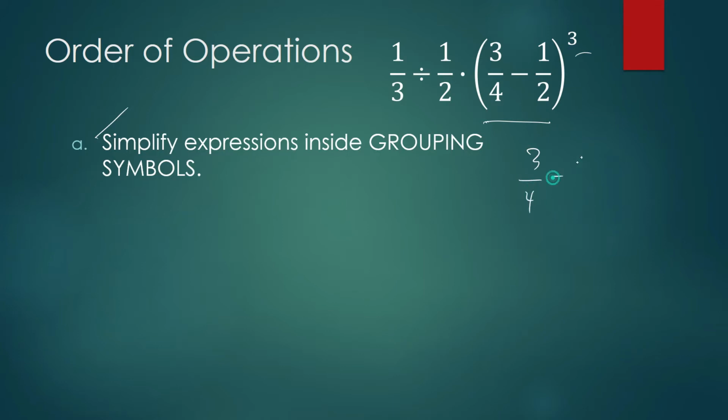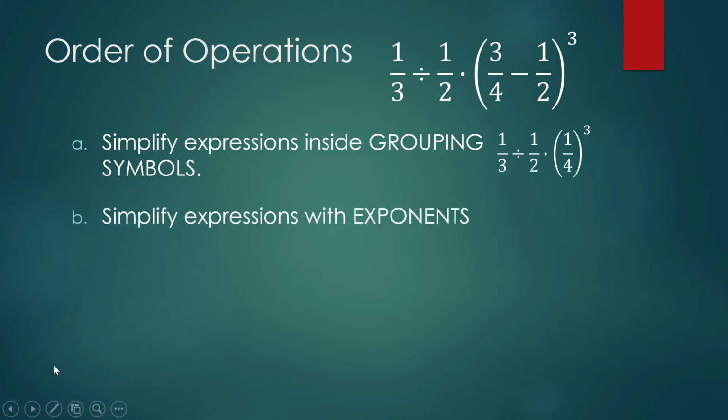3/4 minus 1/2 is the same as 3/4 minus 2/4. And so this is equal to 1/4. What do we do next? Simplify expressions with exponents. So 1/4 raised to 3. By your laws of exponents, that is equal to 1 over 4 cubed. And 4 cubed is 4 times 4 times 4. That is 64. What do we do next?